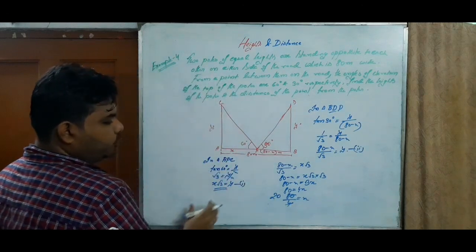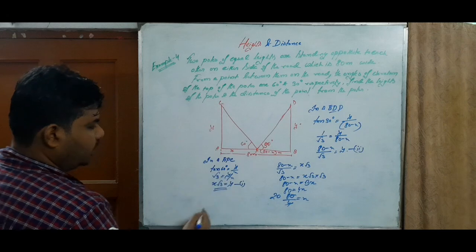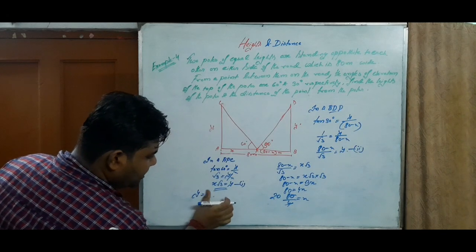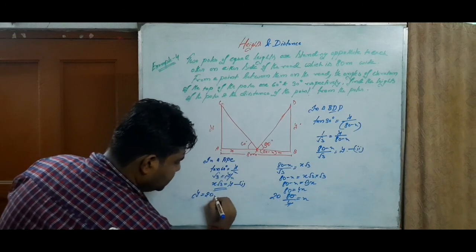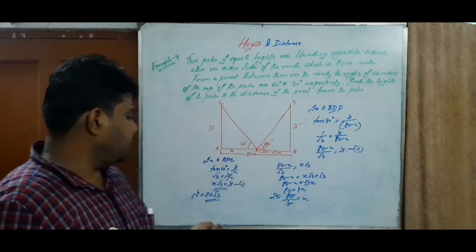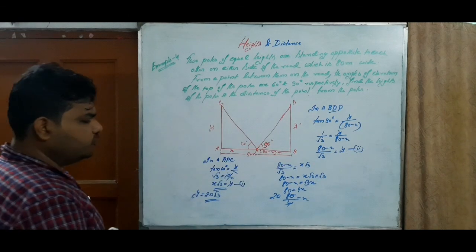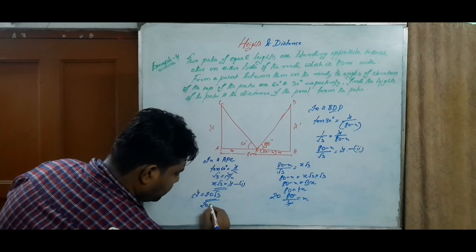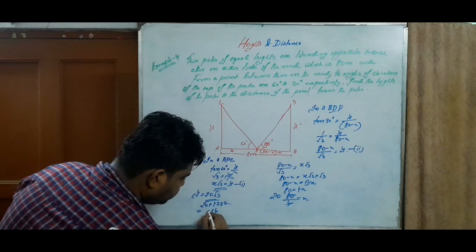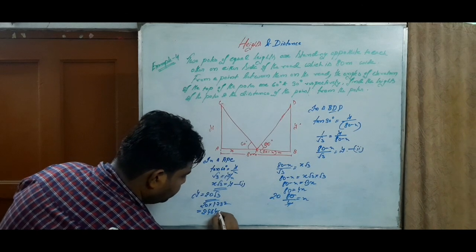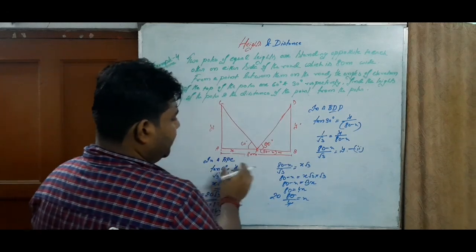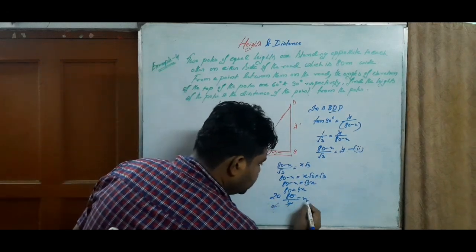Now we can put the value of x in equation 1, that is y equals x root 3. The value of x is 20, so y is 20 root 3. So we get the height of the pole: 20 root 3, or if we wish, putting the value of root 3 as 1.732, that is 24.64 meter.